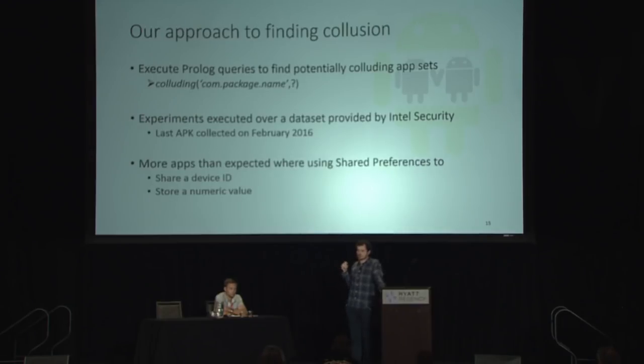As I said, we use a dataset provided by Intel Security, and the last APK in that dataset was collected in February 2016. We found many interesting things, but what we did is we focused on how applications were using shared preferences, because shared preferences are not, I would say, a standard communication channel in Android applications. No one uses shared preferences because you have many other better methods to communicate between Android applications. And we found two things.